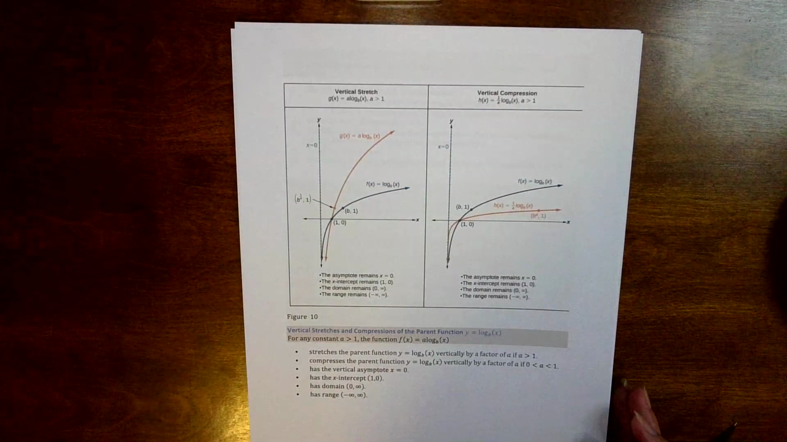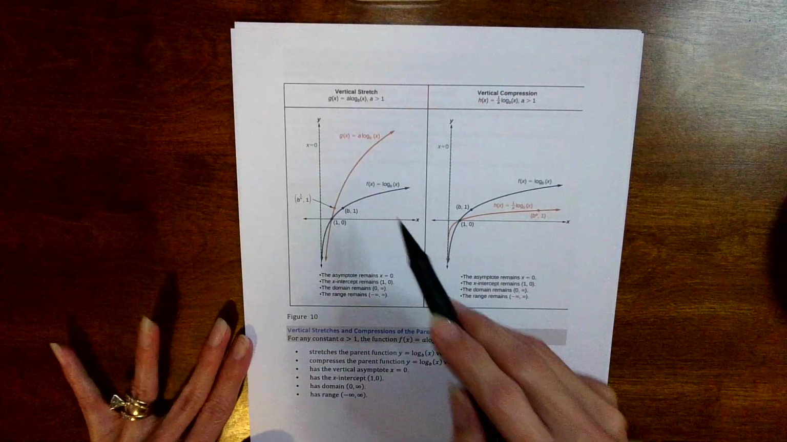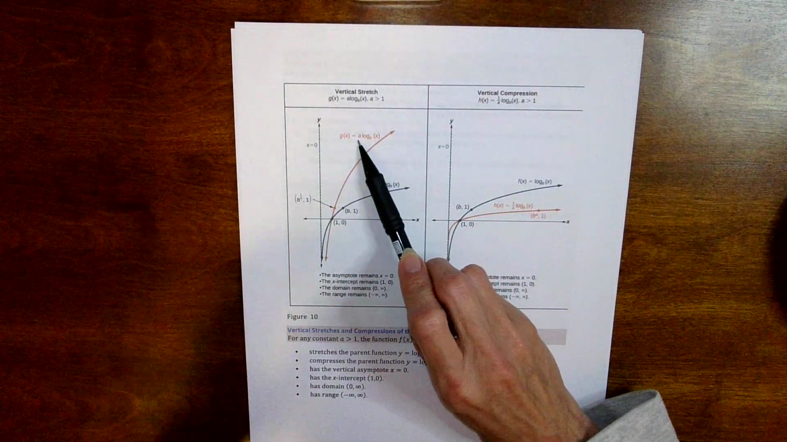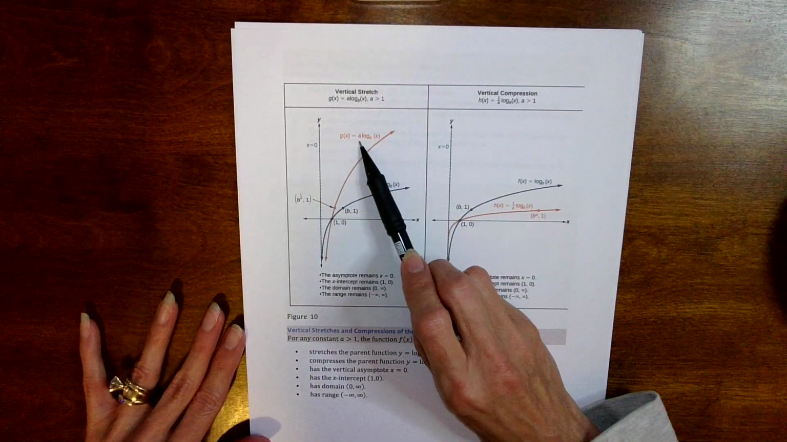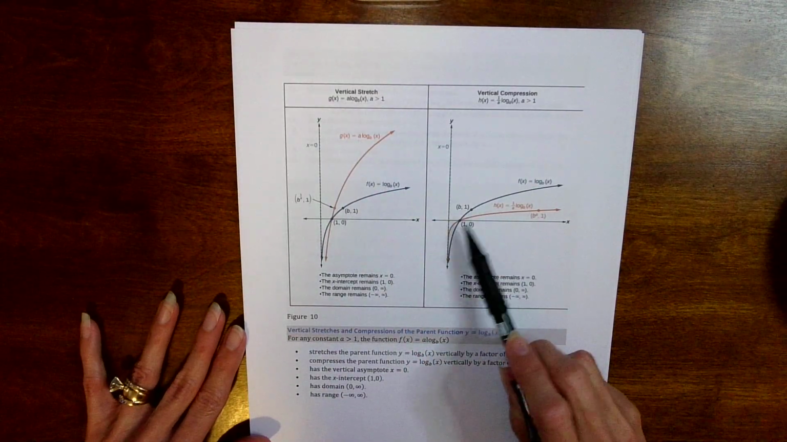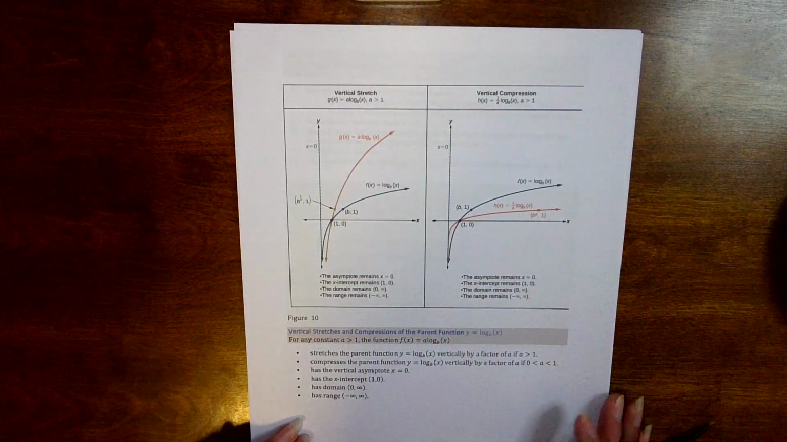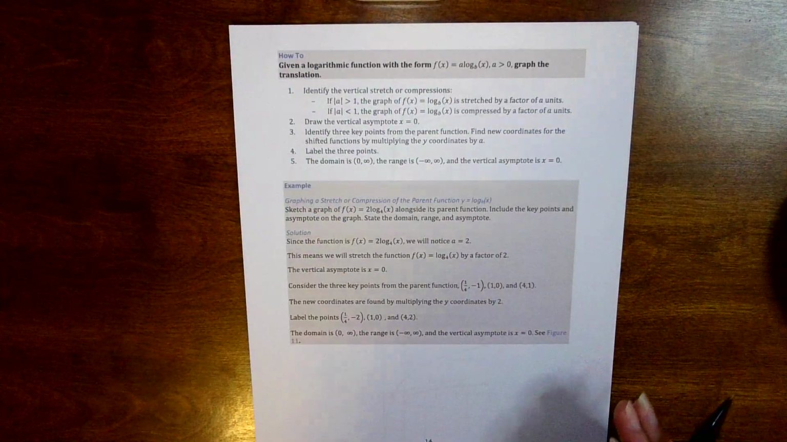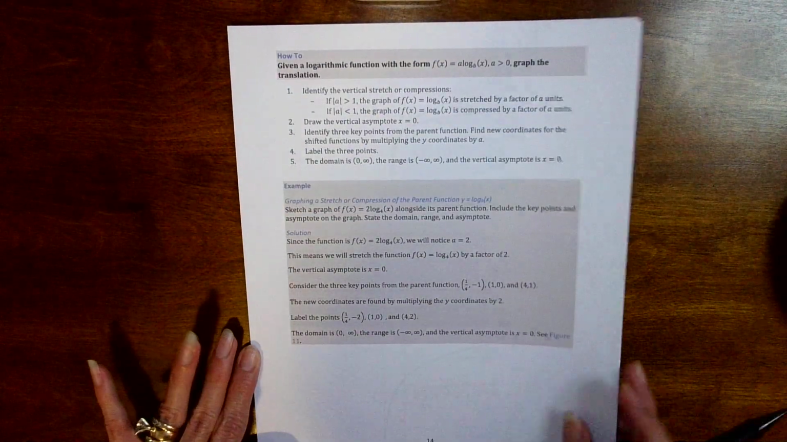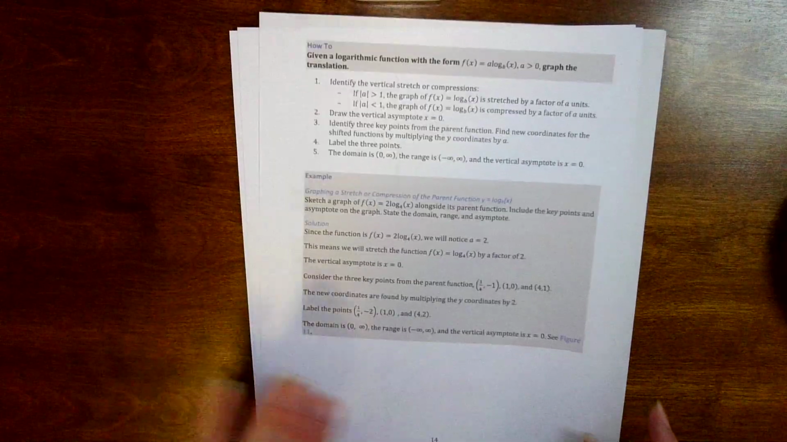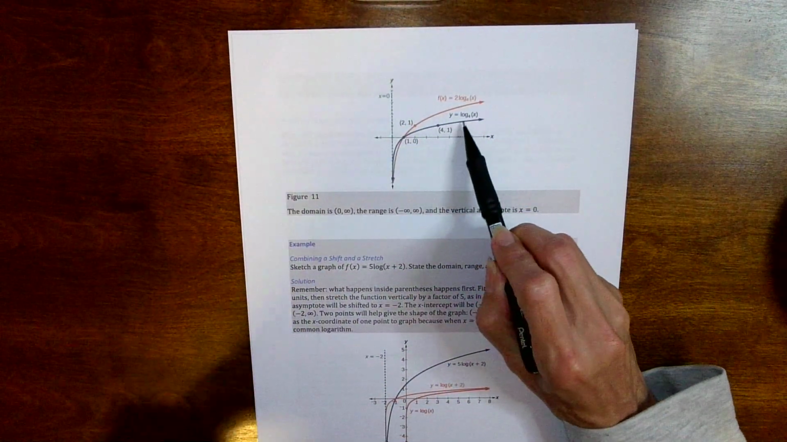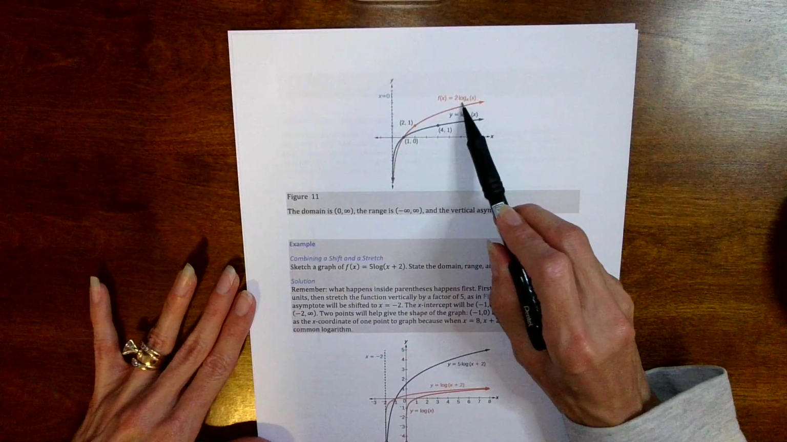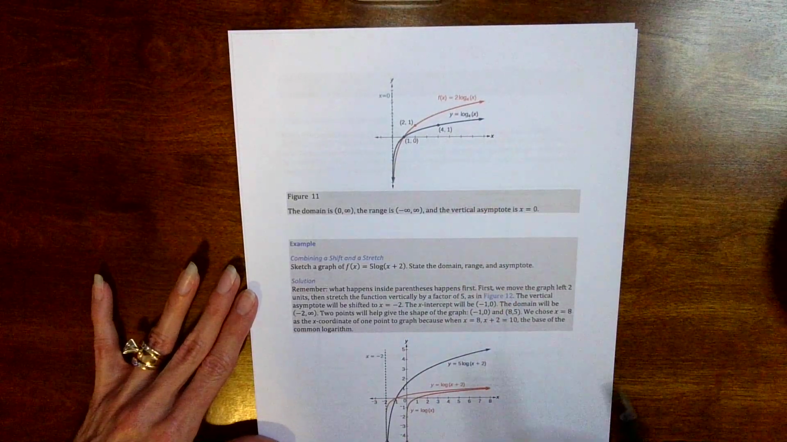And then you have stretches and compressions. So if you have a number multiplied outside the log, that's going to give you a stretch, and if you have a fraction, it's going to give you a compression. This is doing it by hand. We're not doing it by hand, but this is log base 4 of x, and this is 2 times log base 4 of x, so you can see the difference here.